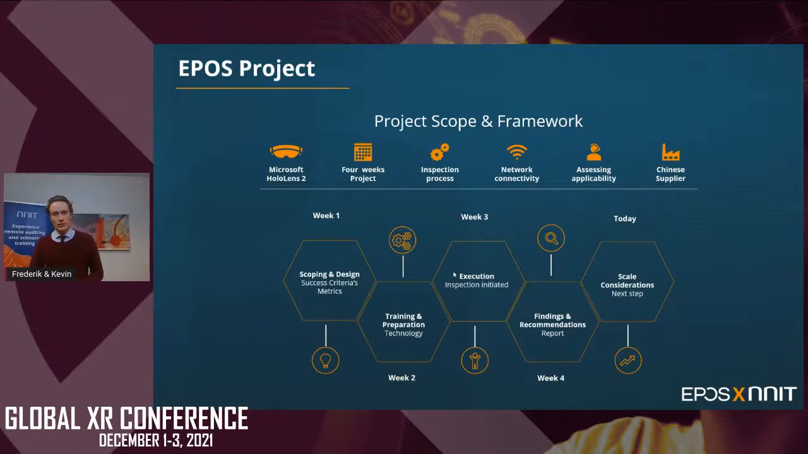Then we execute in week 3, and week 4 we then gather all the results in a report. And a very essential part of that report is the scaling considerations, because the whole essence of making a short project and testing the technology like this is so that you can test if you get the appropriate value and the expected value, and if this really works in practice, so that you would be able to scale this to the rest of the organization and really get the full benefits of the solution.